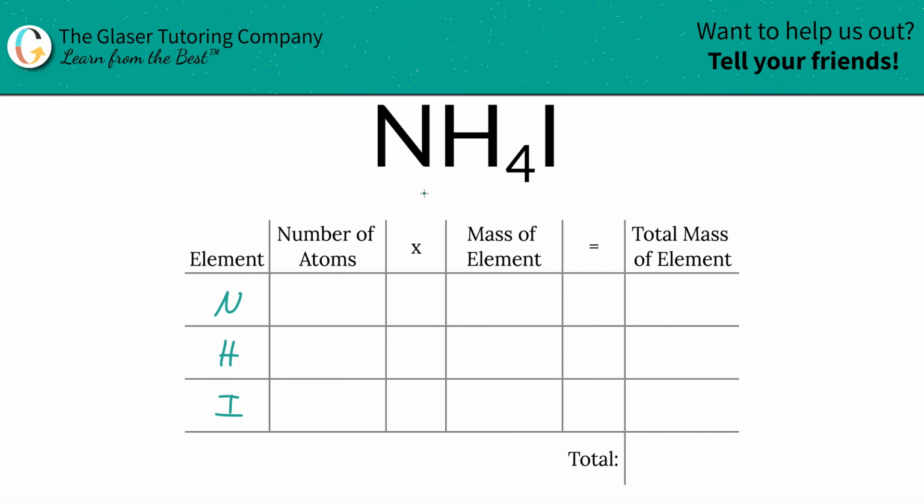Then we're going to write down the number of atoms of each, and that's where the subscripts come into play. If you don't see a subscript there, just write in a 1. So we've got 1 nitrogen, 4 hydrogens, and 1 iodine.